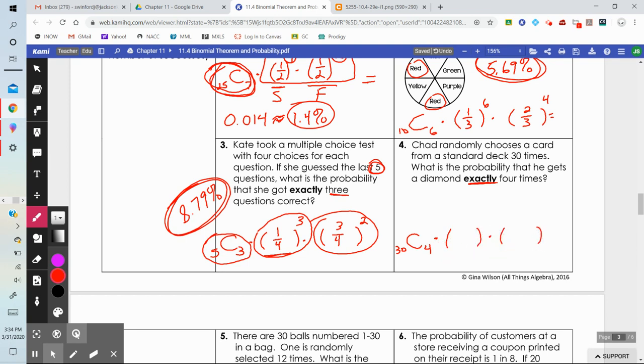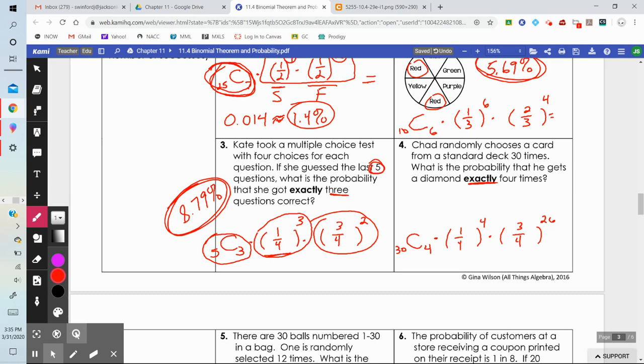Our success, what's the probability of getting a diamond 4 times? So the probability of getting a diamond is a 1 in 4 chance. We want that to happen 4 times. So a failure would be a 3 in 4 chance, and since he's choosing a card from a standard deck 30 times, and we want a diamond exactly 4 times out of the 30, that means we want a failure the other 26 times.